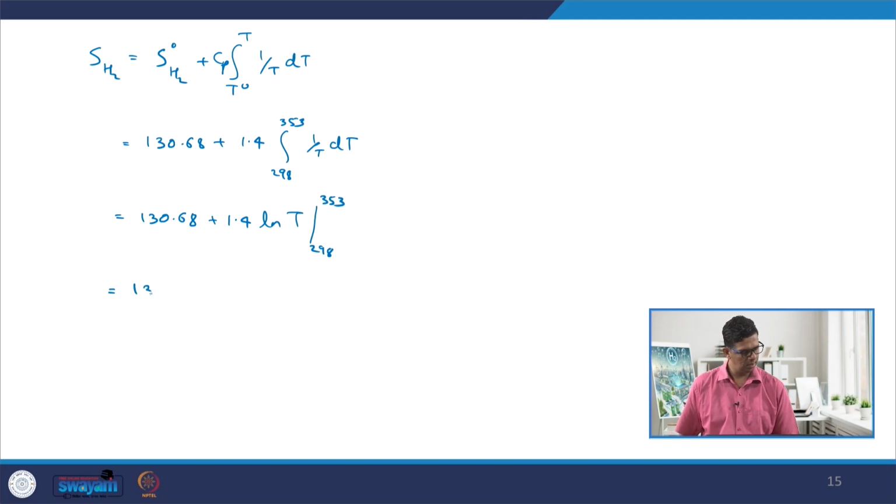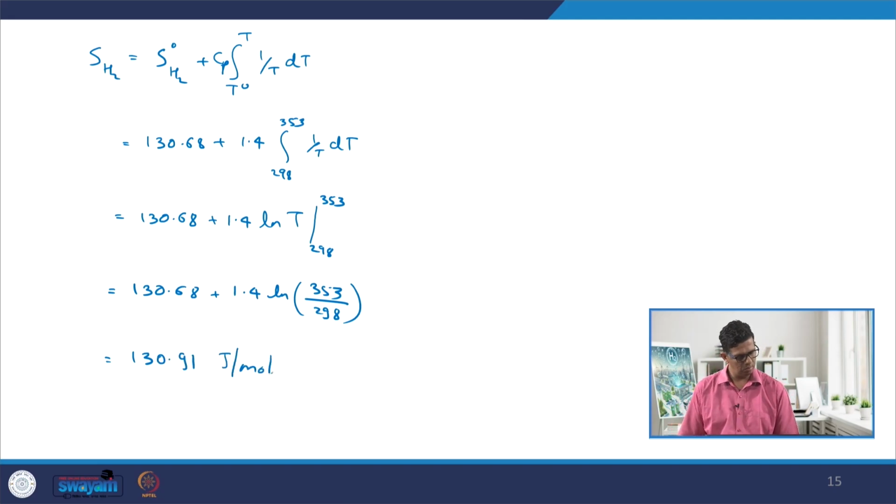So, this is 130.68 plus 1.4 times ln of 353 by 298. This comes close to 130.91 joules per mole per Kelvin. This is the entropy of hydrogen.